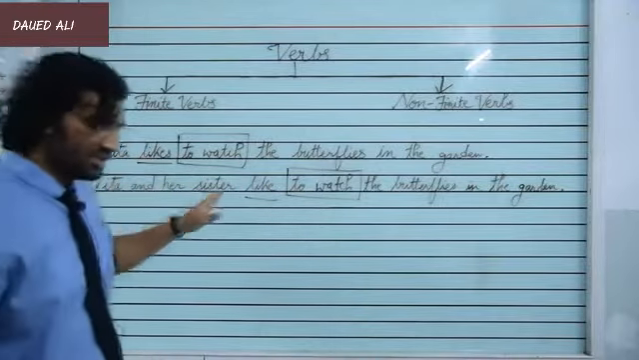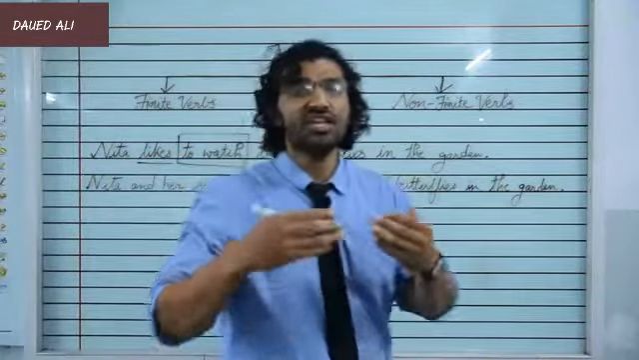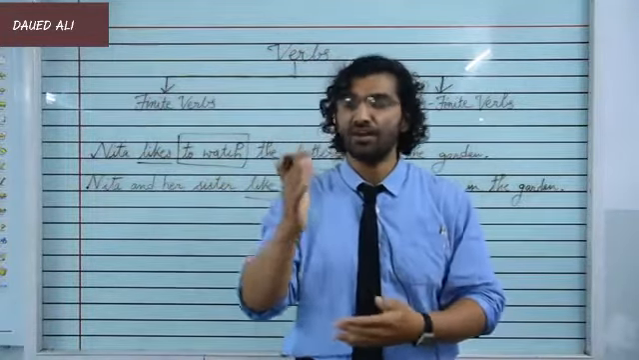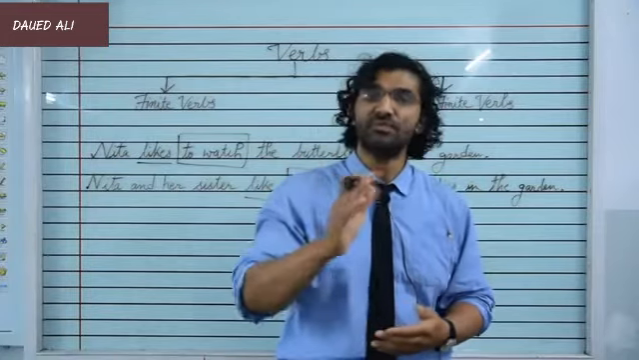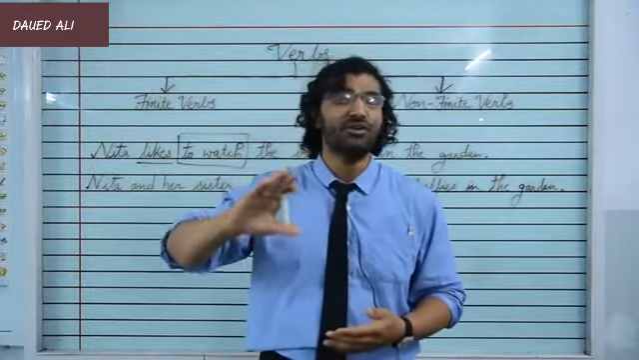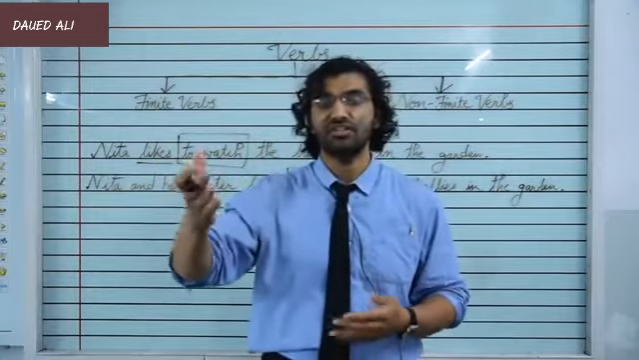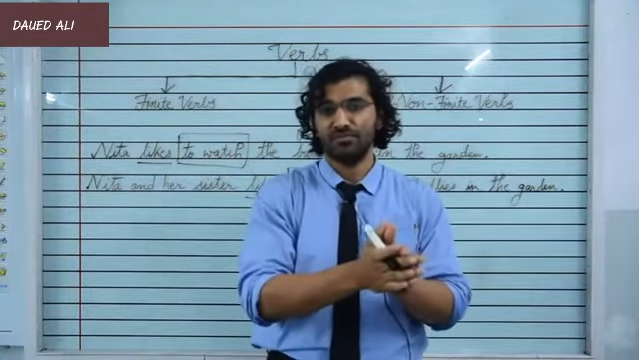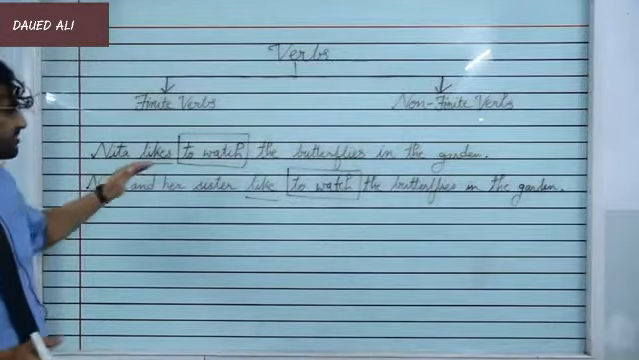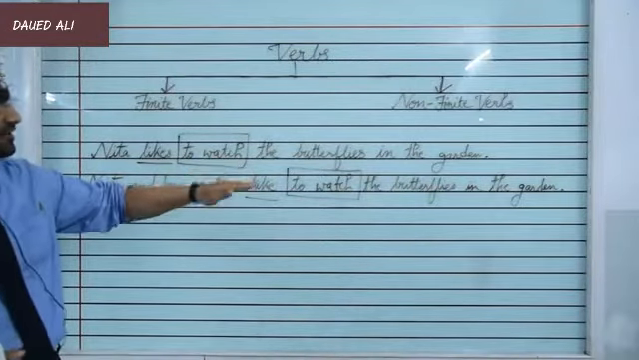The verbs that change with the change in number of subjects or persons are finite verbs, while the verbs that do not change with the change in number of subjects or persons, they are non-finite verbs. Alright, see this example again. Nita likes to watch the butterflies in the garden.